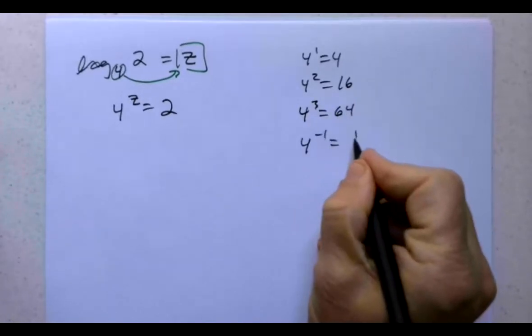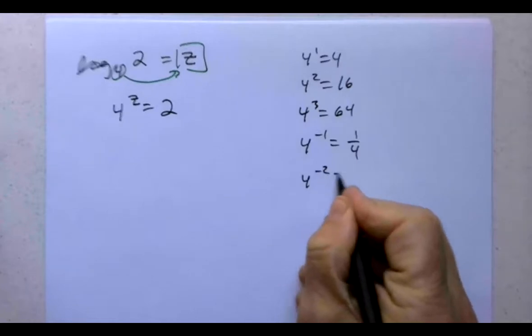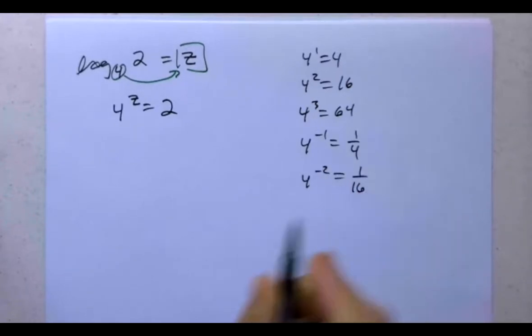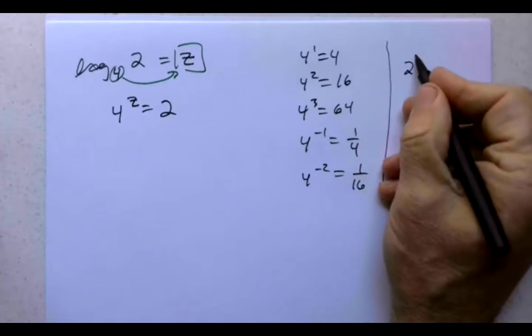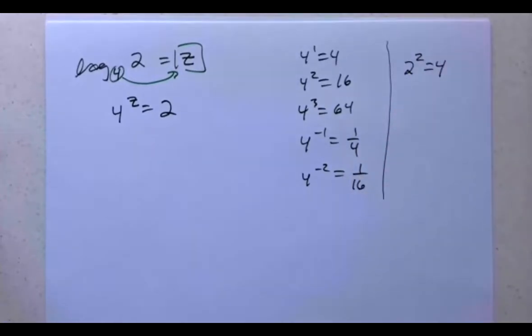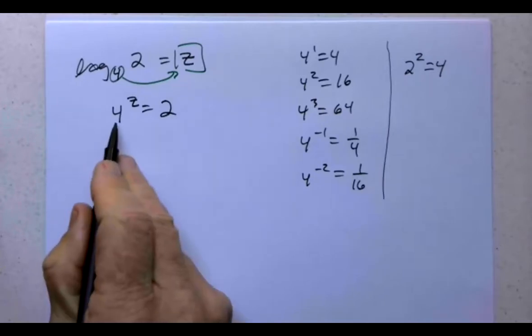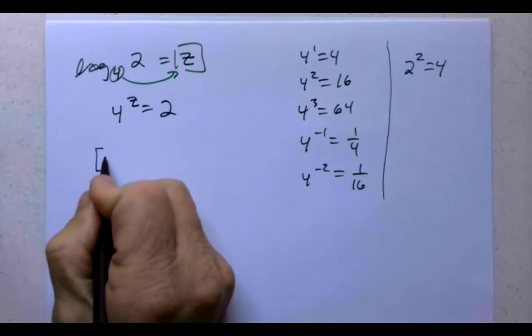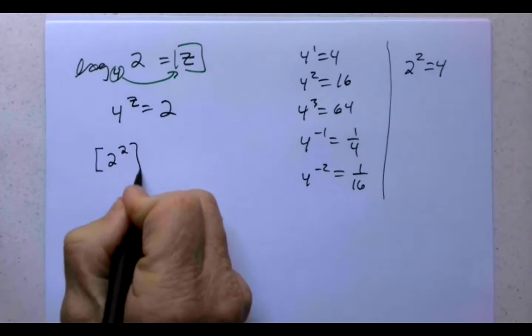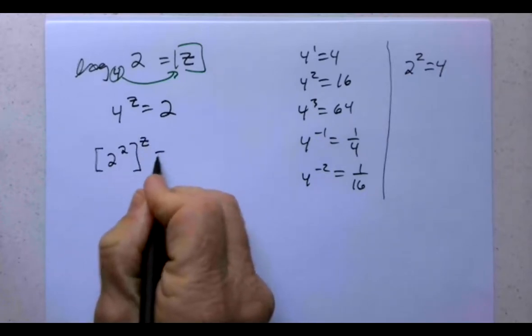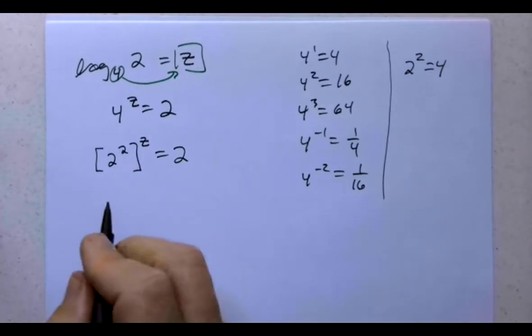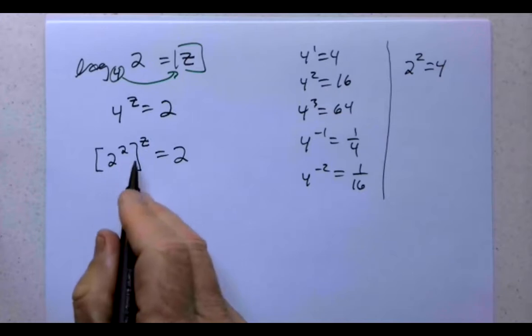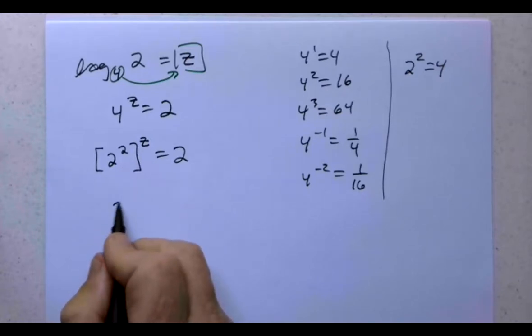4 to the negative 1 is a quarter. 4 to the negative 2 is a 16th. Again, you're not going to come up with 2. But what you do know is 2 squared is 4. So what I can do is I can replace 4 with 2 squared. 2 squared to the z is 2. When we raise a power to a power, we multiply exponents. I hope you know why, or can think of an example to convince yourself of that. So 2 to the 2 to the z is 2 to the 2 times z.